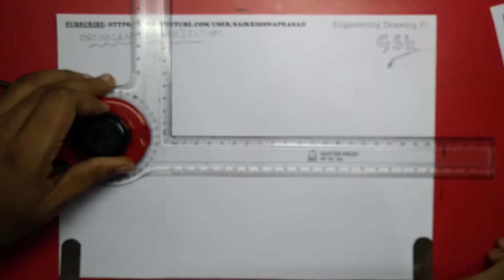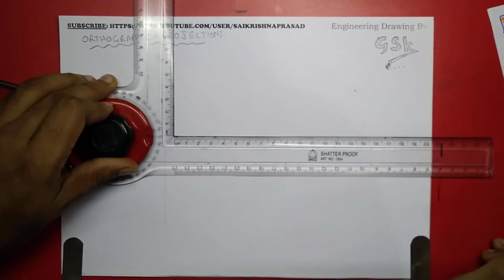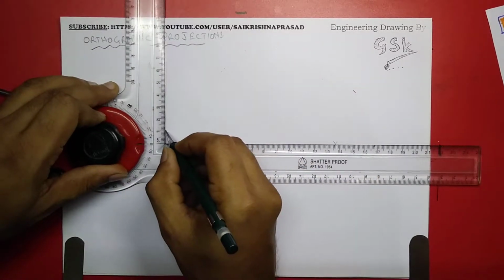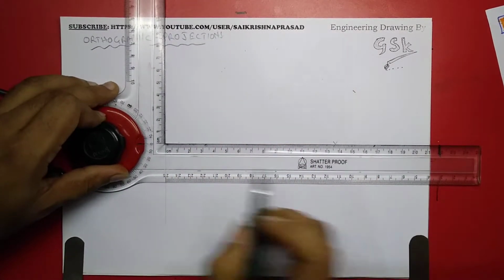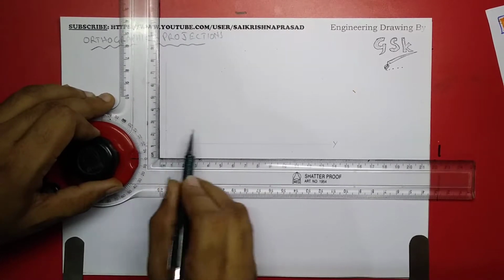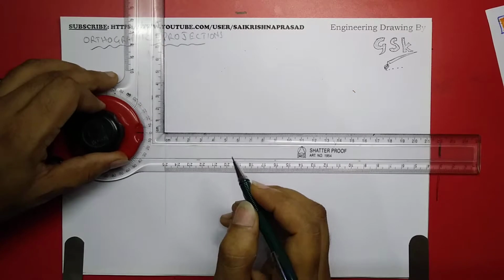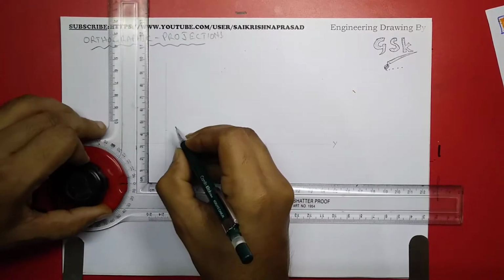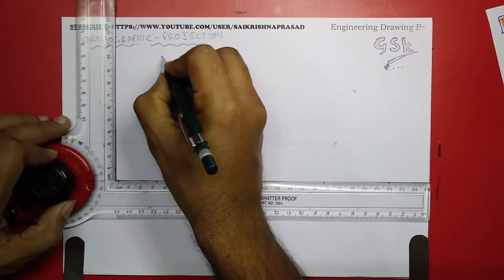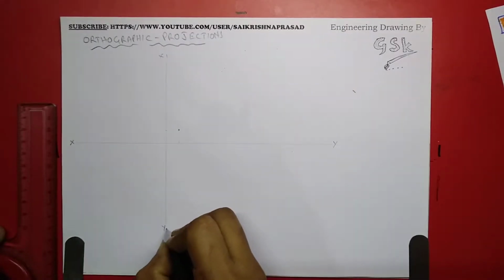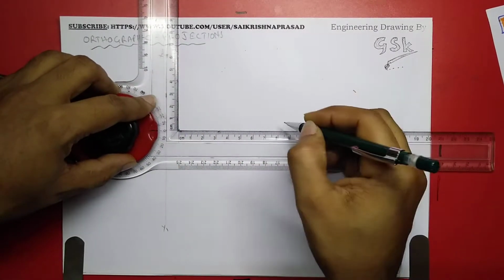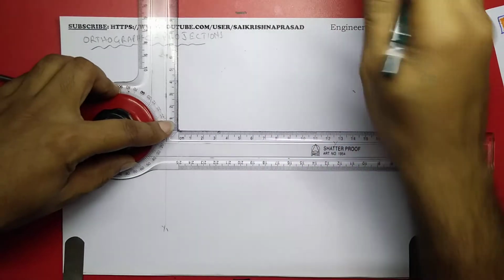So the length of the object is 60, height of the object is 35. For getting an easy figure, I am taking a 1 centimeter gap from the reference line here and the reference line over here. This is 1 centimeter above, 1 centimeter this side, and this is the reference line for side view. So from here I'll be starting the figure. So I'll be measuring the length.